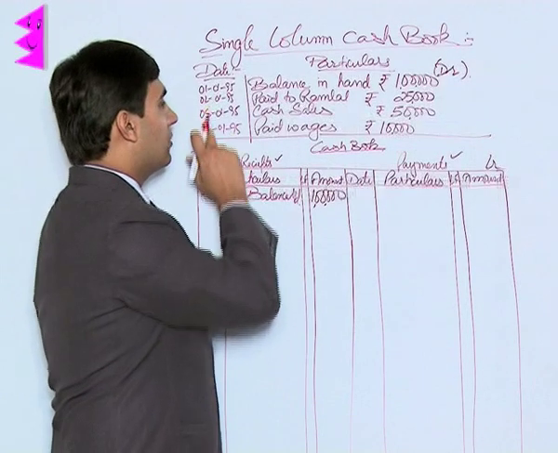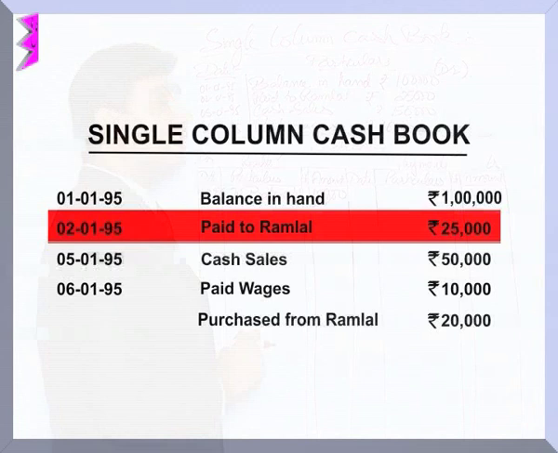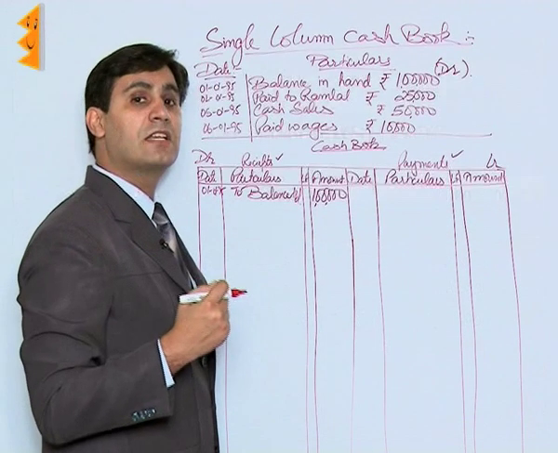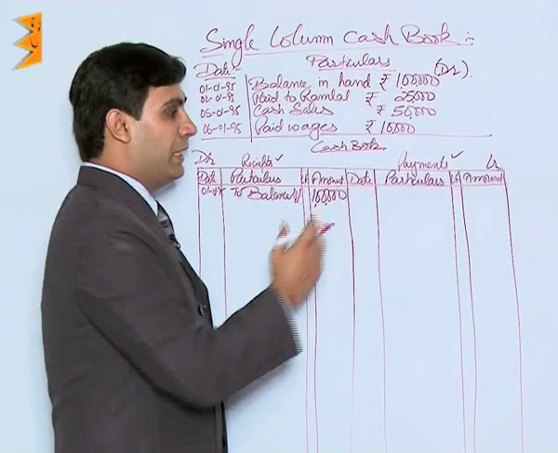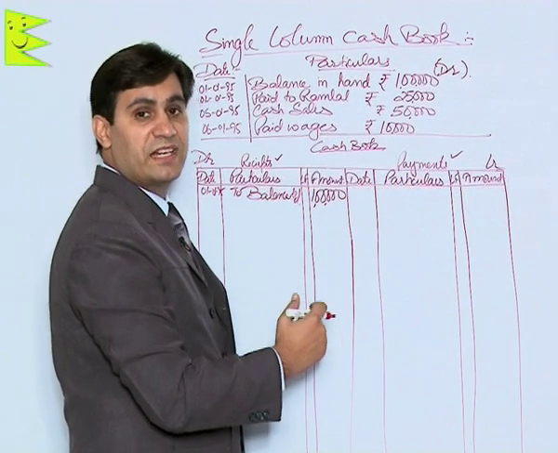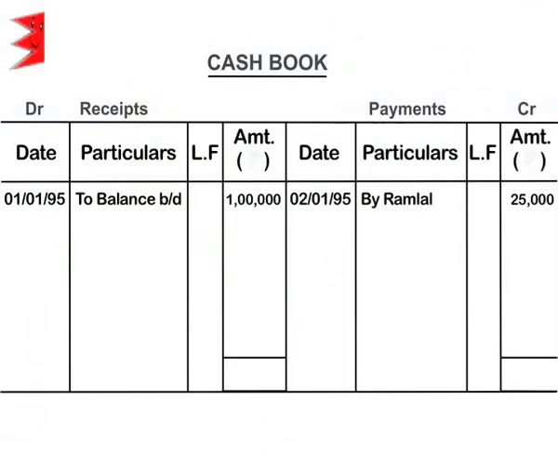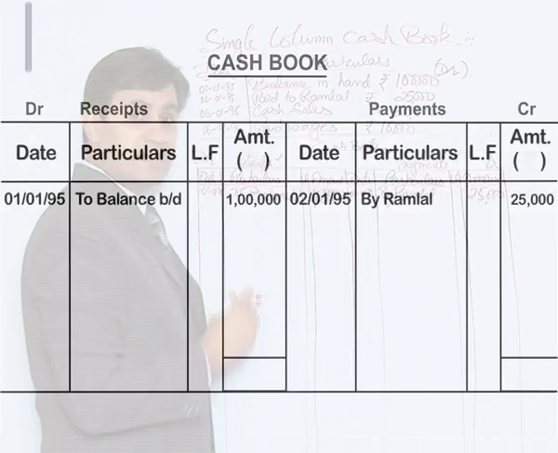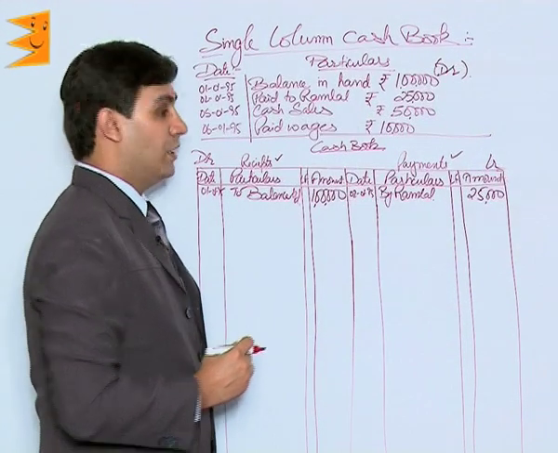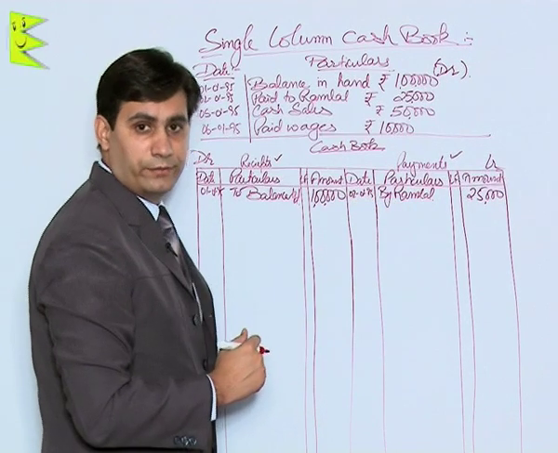Now the second transaction is on 2nd January 1995, that is paid to Ramlal. In this case, cash has been paid. Since cash has been paid or the payment has been made, it will be appearing on the payment side, and the payment side is the credit side. So on 2nd January 95, by Ramlal, amount is rupees 25,000. Again students, since in this case the payment was made, the entry has been made on the credit side.